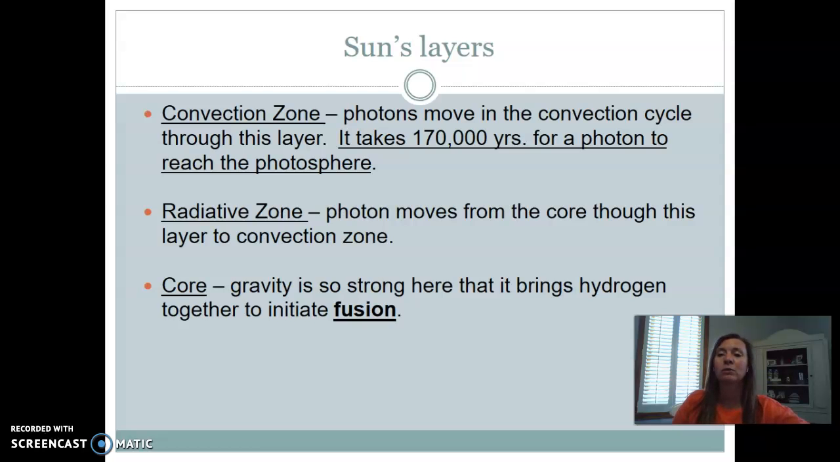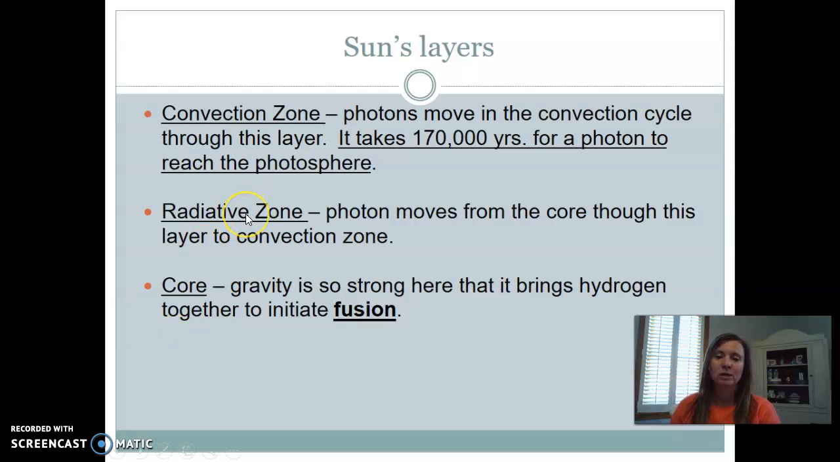But we have our convection zone, which is energy that is moving up and cooling off, sinking back down, warming up, rising, cooling off, sinking back down. You have that circular motion. And once again, this is plasma, our fourth state of matter. So it's electrically charged particles that are moving through, and they're electrically charged because of what's happening in the core.